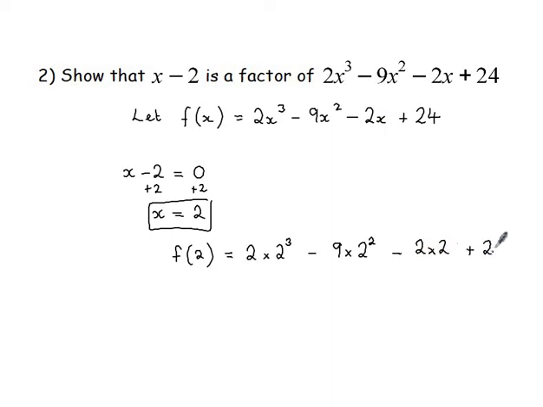plus 24. Each term at a time then, so we know 2 cubed is 8, times it by 2, 16. Take away comes down, so 2 squared is 4 times 9, so 9 times 4 is 36. Take away comes down, 2 times 2 is 4, and then plus 24. Type this into your calculator, so 16, take away 36, take away 4, add 24, does give you 0. So you've shown that x minus 2 is a factor. Okay?